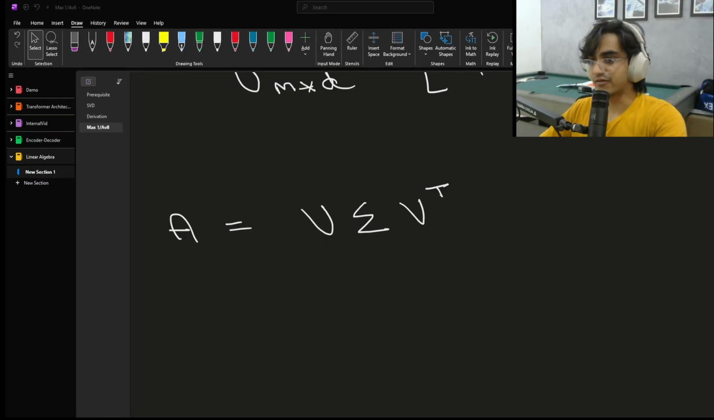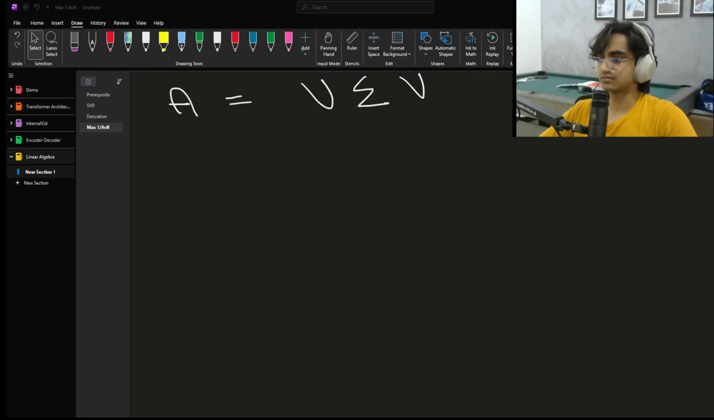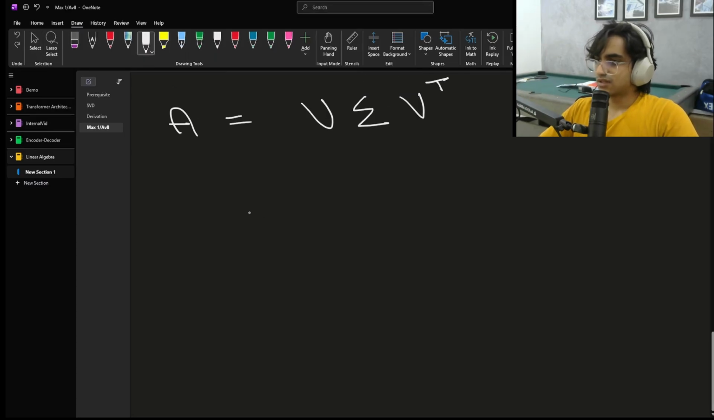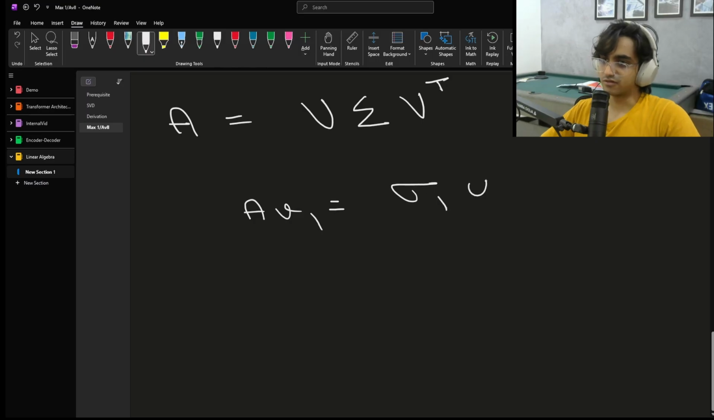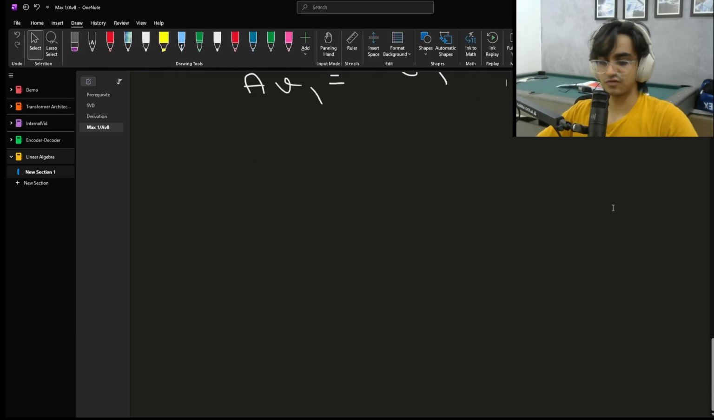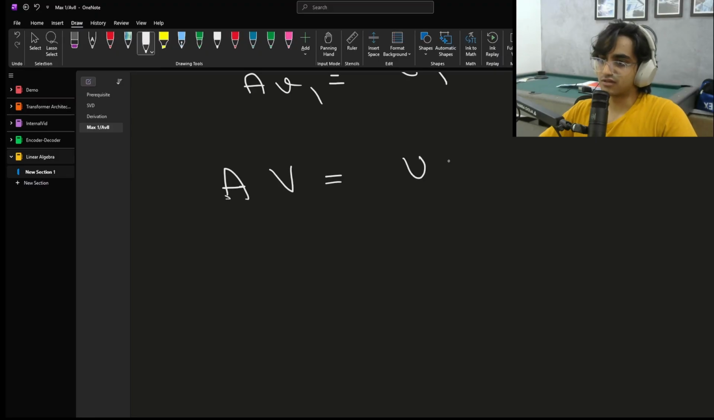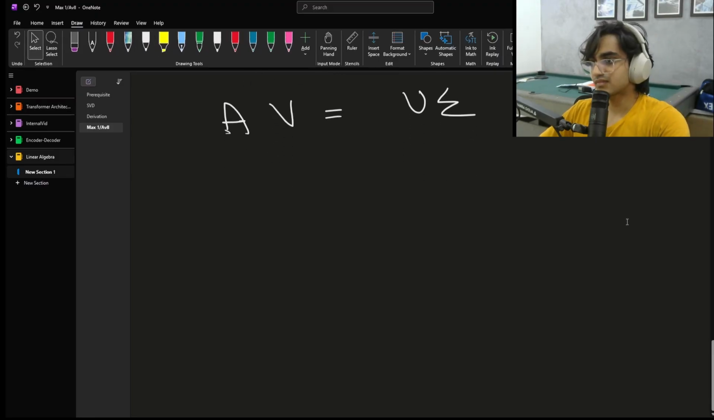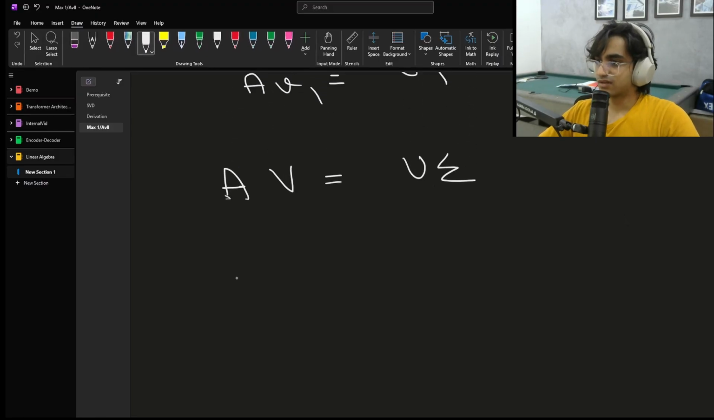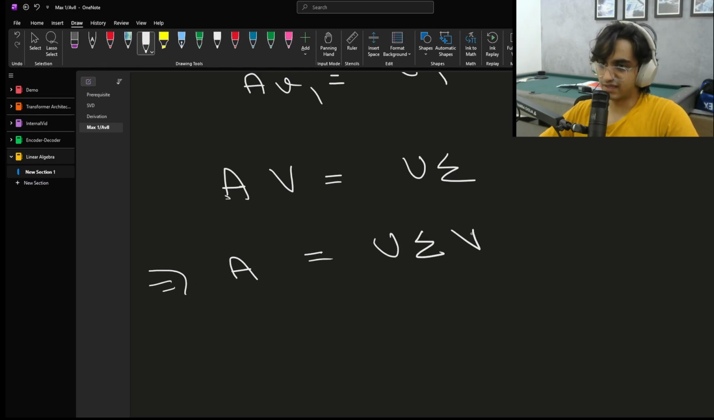Now you might be wondering why it's V transpose. So we know that A V1 is equal to sigma 1 U1. So if you just take it as full matrices, it's essentially AV is equal to U sigma. Now, this means A is equal to U sigma V inverse.